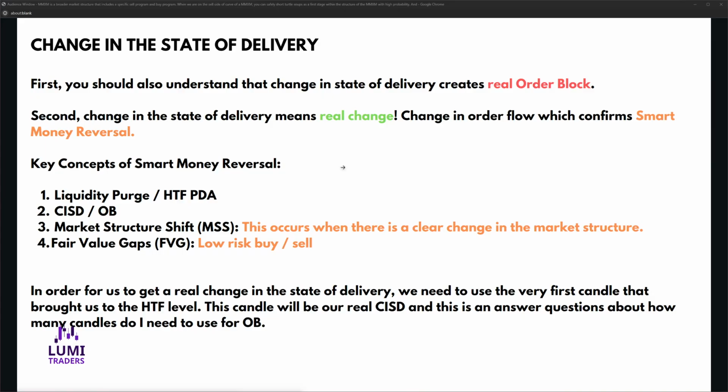Okay, in order for us to get a real change in the state of delivery, we need to use the very first candle. The very first candle that brought us to the higher time frame level. This candle will be our real change in the state of delivery or real order block, and this answers questions that I got every single day about how many candles do I need to use for order block.